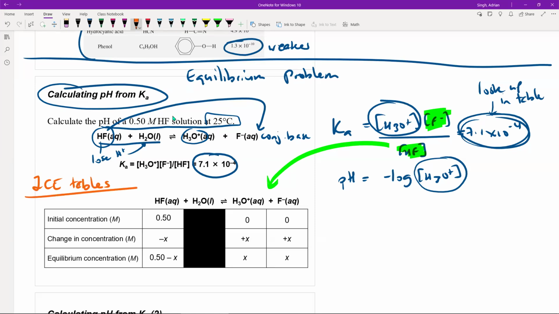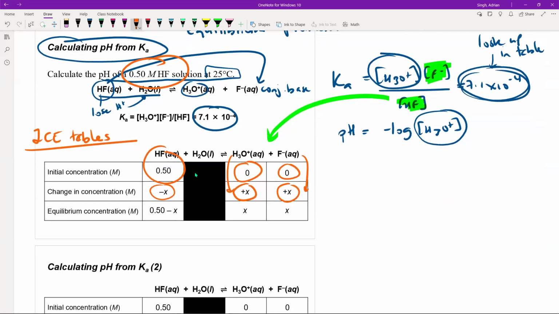Okay, so we have our initial concentration. We're told we have a 0.5 molar solution of the HF. Initially, we have none of the products. As this reaction proceeds, we are going to gain a certain amount of products, which we assign as plus X. And it's plus X in both cases because the stoichiometry is 1-to-1. Similarly, on the reactant side, we're losing the same amount, so minus X. At equilibrium, the concentration of the reactant is 0.50 minus X, and for the products it is X in each case.